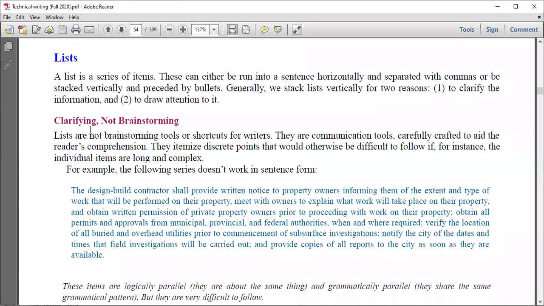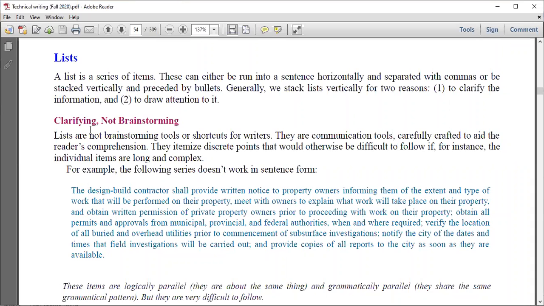All right, lists. A list is a series of items. These can either be run into a sentence horizontally and separated with commas or be stacked vertically and preceded by bullets. Generally, we stack lists vertically for two reasons: to clarify information and to draw attention to it. Clarifying, not brainstorming. Lists are not brainstorming tools or shortcuts for writers. They are communication tools carefully crafted to aid the reader's comprehension.